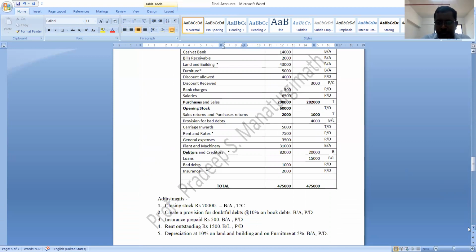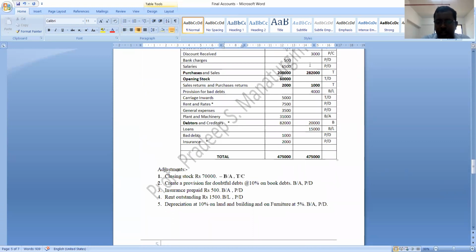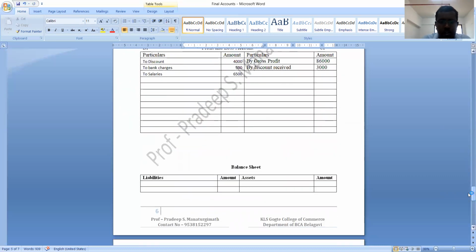We will proceed further. What is the next item that we need to record in the profit and loss account? See here, rent and rates and general expenses. See here, I had put a star mark. Why did I put a star mark? If there are any adjustments on any item, we must put a star mark. By that, we will get to know that there is some adjustment on that particular item. First we will record rent and rates. Later we will record general expenses. Both belong to the profit and loss account, and we must record them on the debit side.